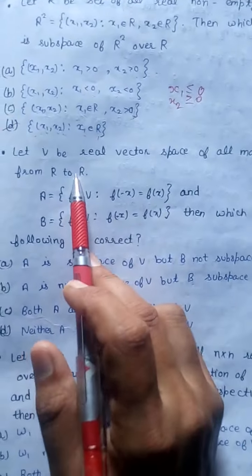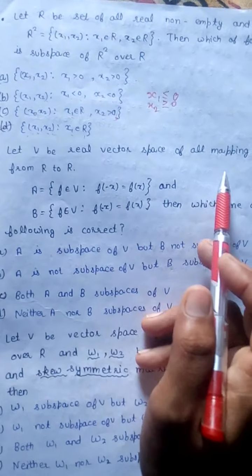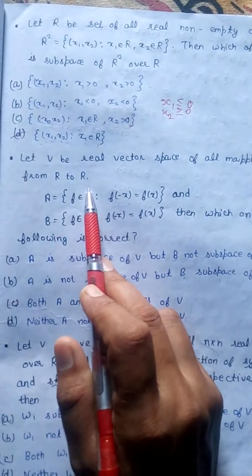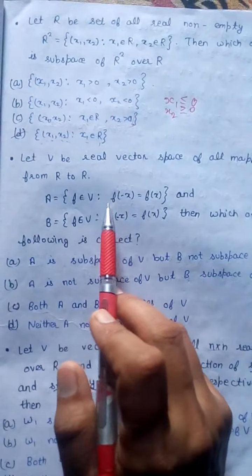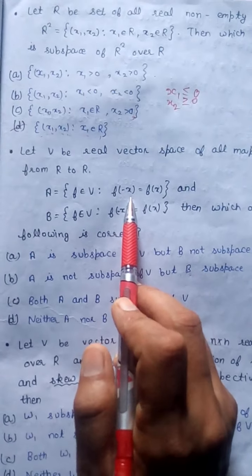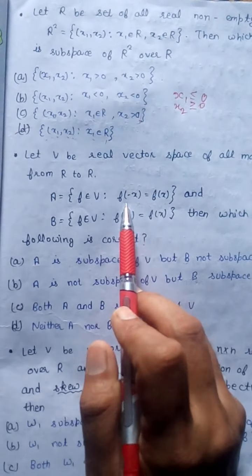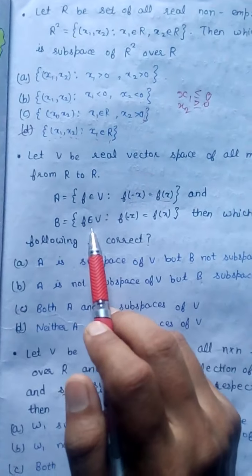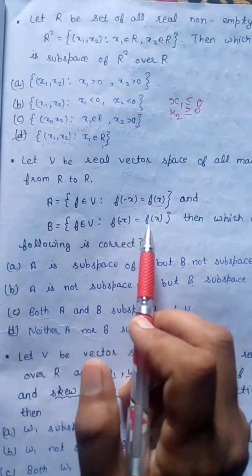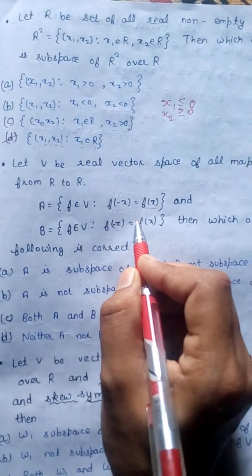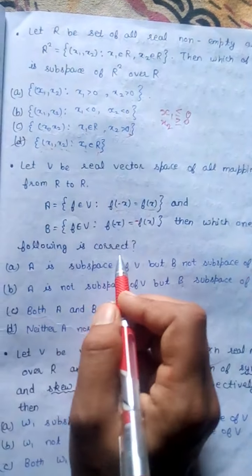Now the next question is, let V be the real vector space of all mappings from R to R. A equal to {f belongs to V : f of minus x equal to f of x}, that is, even functions. B is equal to {f belongs to V : f of minus x equal to minus f of x}. Then which one of the following is correct?